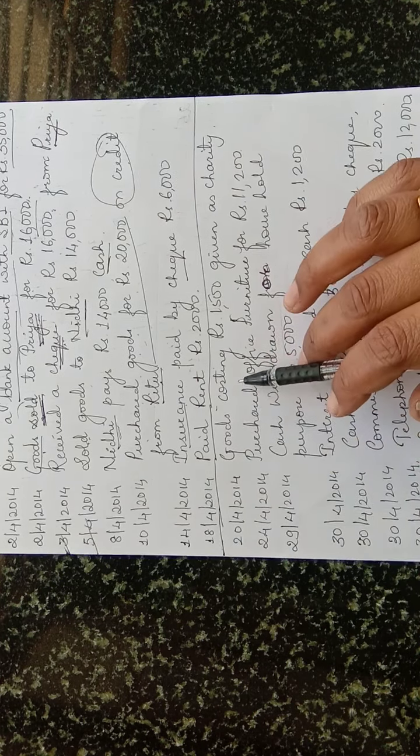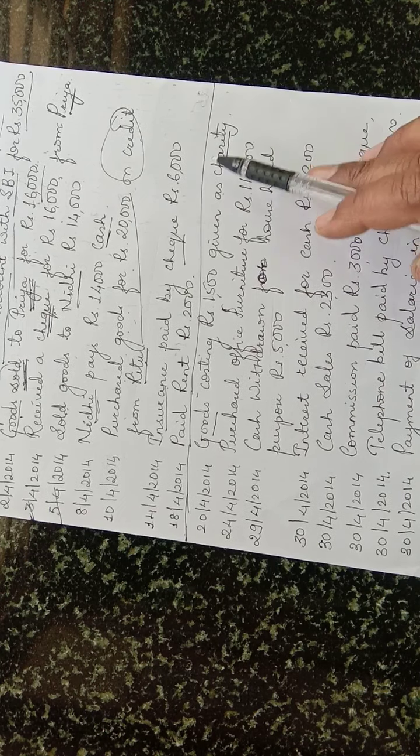Now date is 20. Goods costing rupees 1500 given as charity. What is given? Goods given as a charity. So what are the two accounts here? Charity account and one more, goods. Here goods means purchase account, or you can write stock account also for this transaction. When your goods are given as a charity, your purchases are decreasing. Total purchase amount is decreased. Out of your total stock, some goods you have given as a charity.